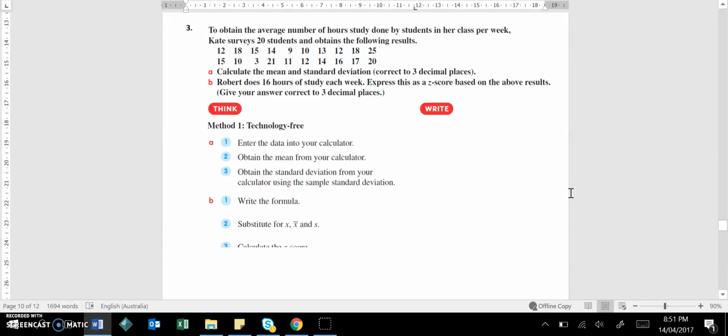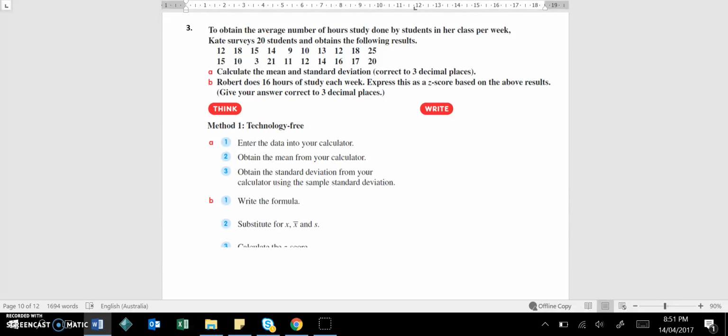Number 3 says, to obtain the average number of hours of study done by students in her class per week, Kate surveys 20 students and obtains the results. The first bit says calculate the mean and standard deviation. And then B says Robert does 16 hours of study each week. Express this as a z-score based on the above results. So we're shifting gears to problem-solving, where you're actually asked to solve a problem in a context.